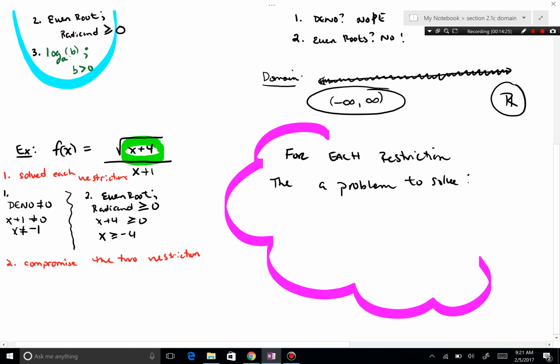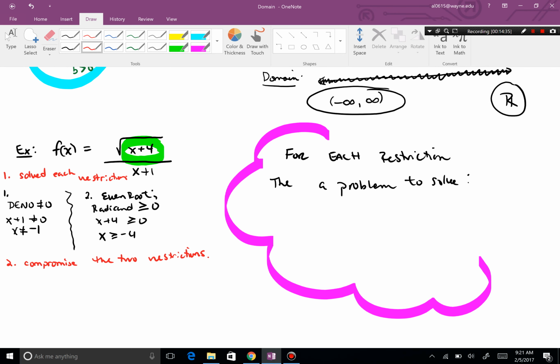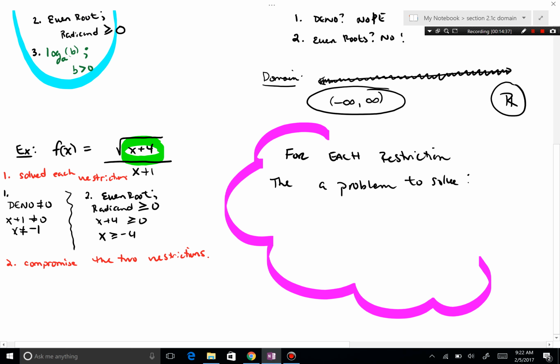Now, here's something that's interesting. When you compromise the 2 restrictions, here's the big key. The big key is understanding how we do anything. We start with somebody, and then we get somebody else's opinion, right? So we start with our own opinion, then we get someone else's opinion, and then we find a compromise between those. So I'm going to start with this guy, because he's very moody. He says x must be greater than or equal to -4. So I'm going to draw a number line to help me figure all this out.